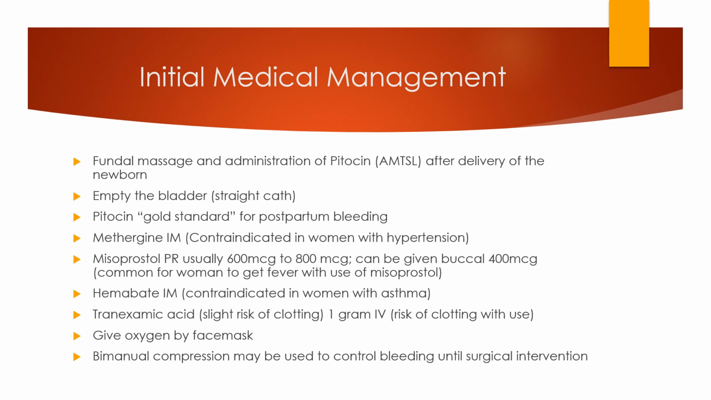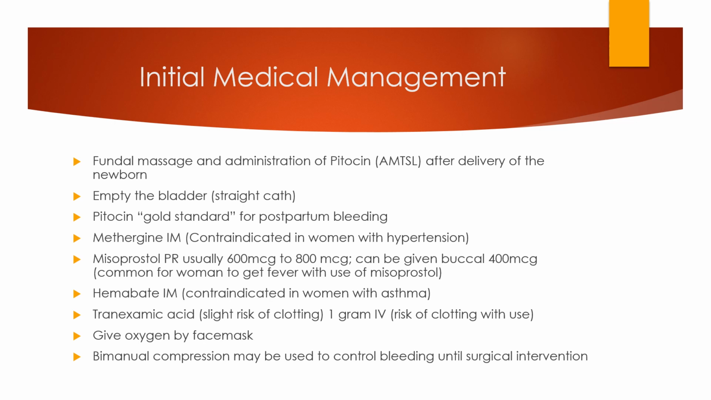Hemabate IM is contraindicated in women with asthma, so you don't want to use that if they have a history of asthma. So again, knowing the patient's history is really important. We tend to reserve Hemabate for last because there are some nasty GI side effects with it, namely the patient gets profuse diarrhea, and so we tend to avoid Hemabate if we can, but again, if they're hemorrhaging, we go through all the medications, we give them everything we can that's possible to give them.